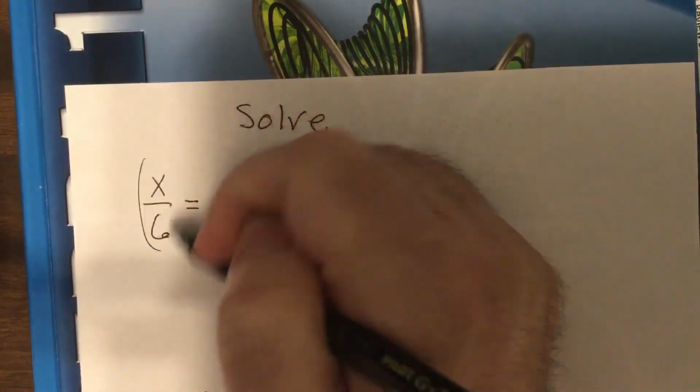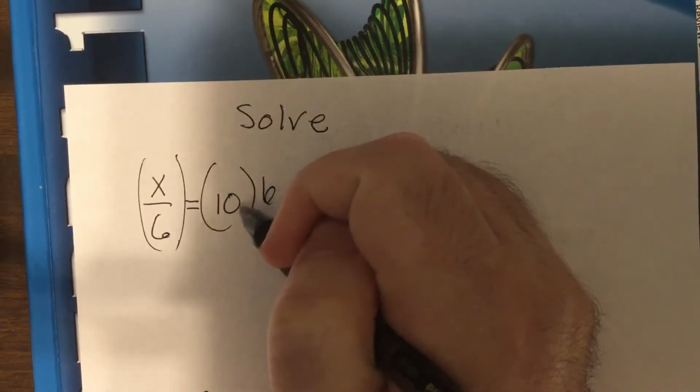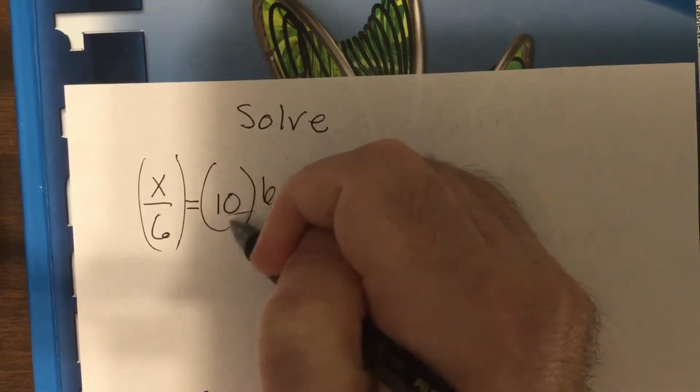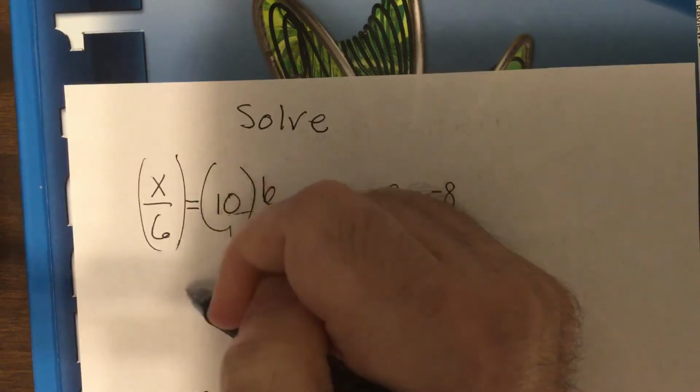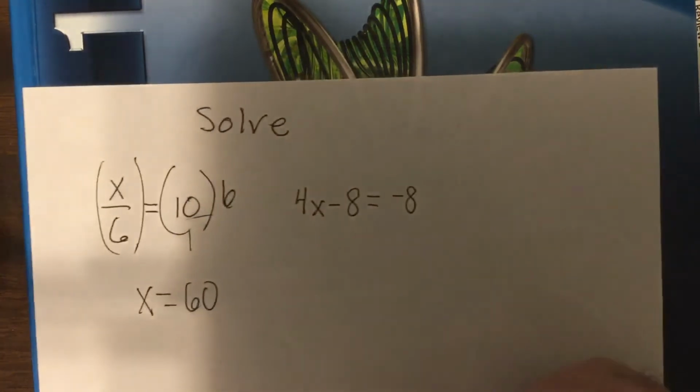Okie doke. So, multiply both sides by 6. Now we're going to learn something called proportions, where when you have a fraction equal fraction, you just cross multiply. But we don't know that now, so multiply both sides by 6.